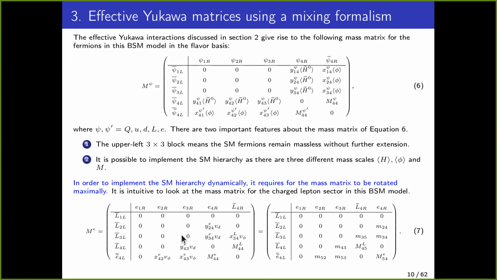So this is our starting point, and here I want to simply replace these Yukawa terms by simple mass parameters, and then switch the fourth column and the fifth column to locate the heavy vector-like masses on the diagonal positions, as you can see here. So this is our starting point, and then this can be diagonalized.